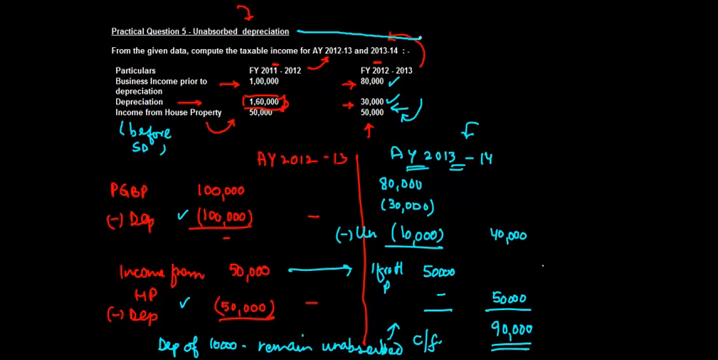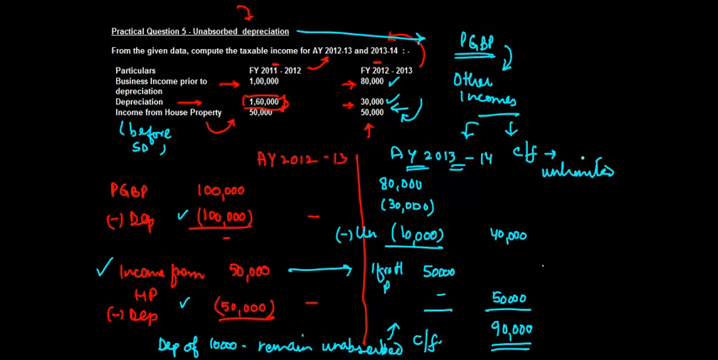So the way unabsorbed depreciation is set off is, first, if it is for the current year, you set it off entirely against profits and gains of business and profession. Anything left, you set it off against other incomes, wherever set off is permissible. In this case, it was house property. If still you are left with something, that is carried forward for an unlimited period. And once you carry it forward to the next year, you can add it to the usual depreciation and deduct it.